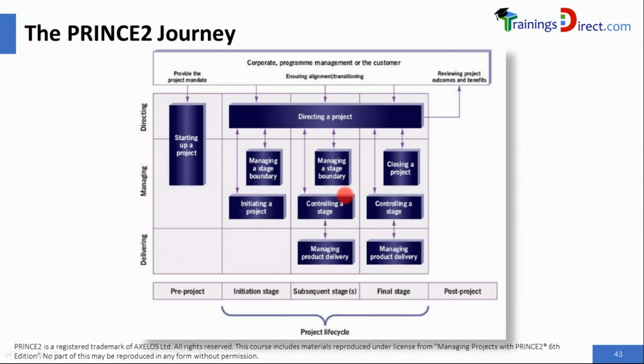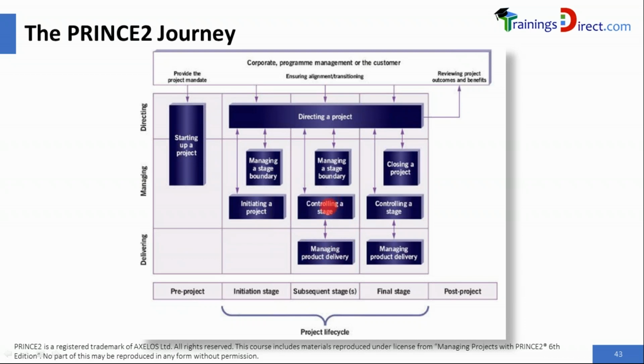And when the stage boundary is approaching, then the project manager will first check whether the products are delivered by the team manager. Therefore, the controlling stage connects with managing product delivery to check progress of the work packages. On one hand, the managing product delivery provides information on progress to the PM. Also, it accepts the work packages in the beginning when assigned by the PM, and also submits completed work packages and products to the PM.